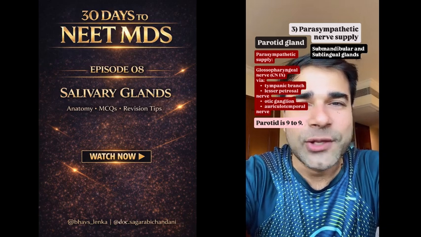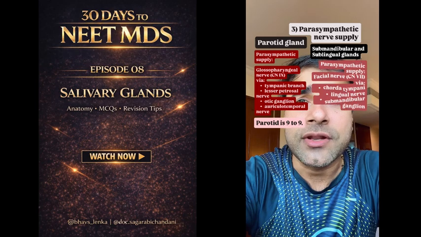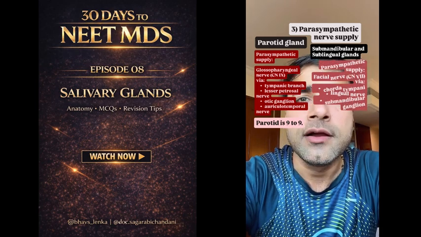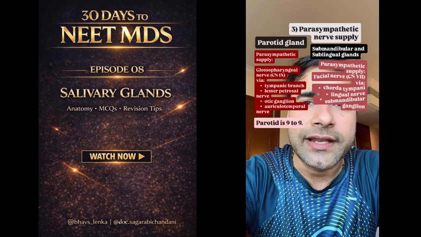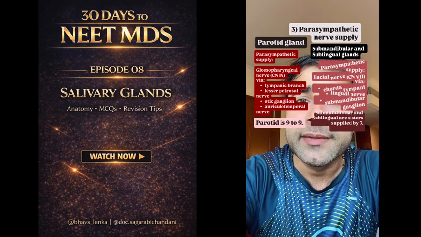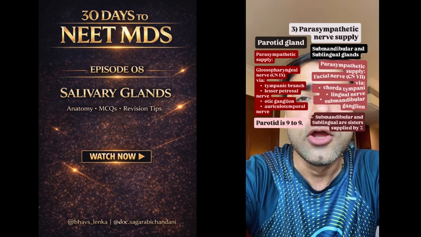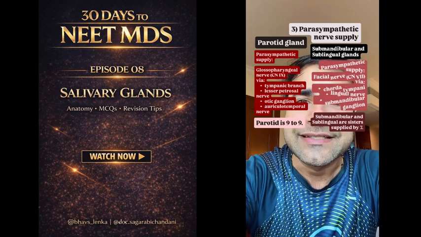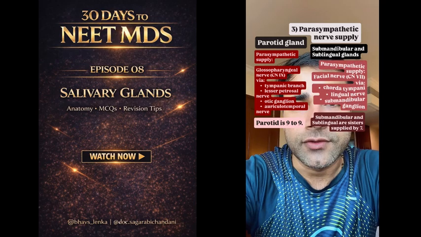Submandibular and sublingual glands: parasympathetic supply is the facial nerve, the 7th cranial nerve, via chorda tympani, lingual nerve, submandibular ganglion. Mnemonic: submandibular and sublingual are sisters supplied by 7, or chorda plus lingual is equal to floor of the mouth glands.